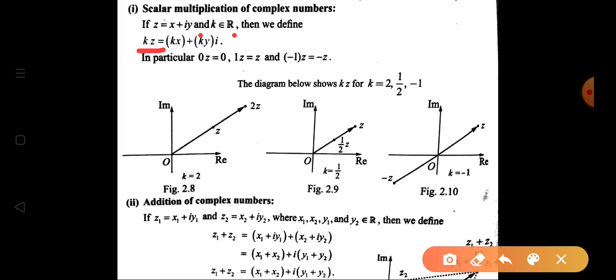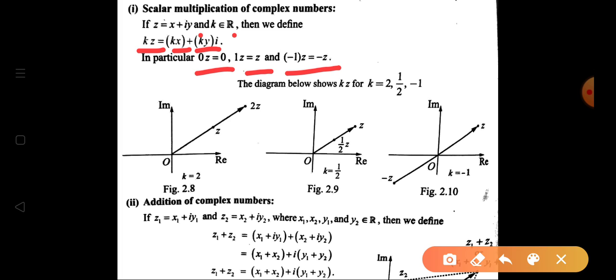First we multiply the real part, that is x. The real part is what? x. x is multiplied by k, and the imaginary part iy. The imaginary part is y. So y is also multiplied by k. Okay, so kz is equal to kx plus ky into i. In particular, 0 into z is equal to 0, 1 into z is equal to z, minus 1 into z is equal to minus z.